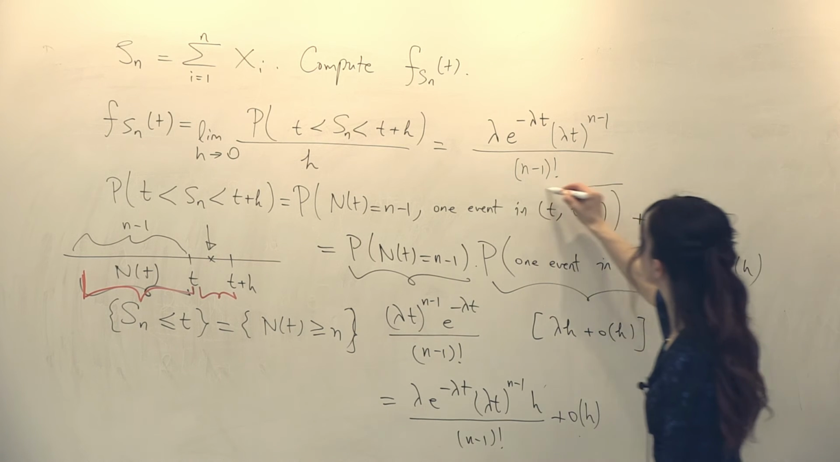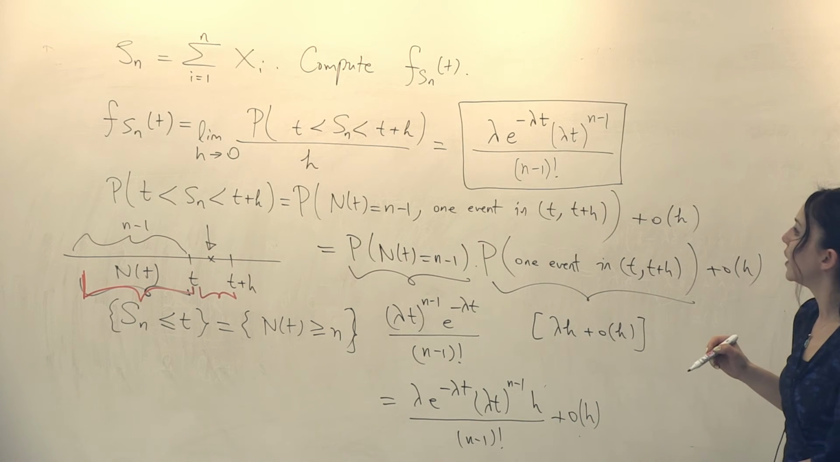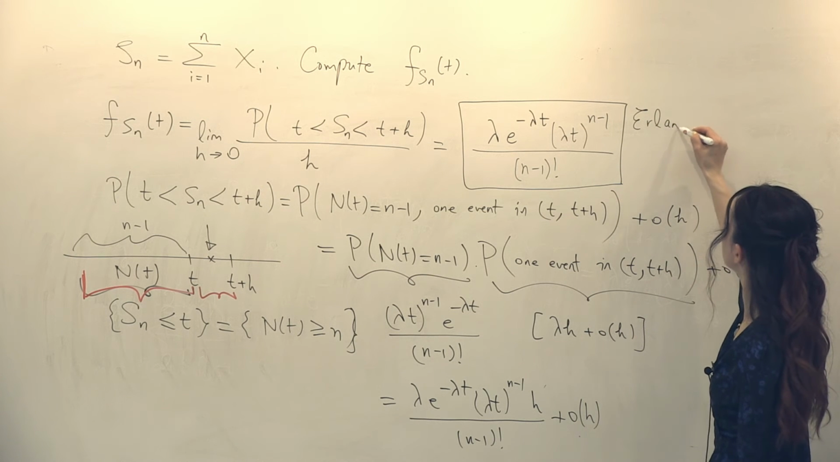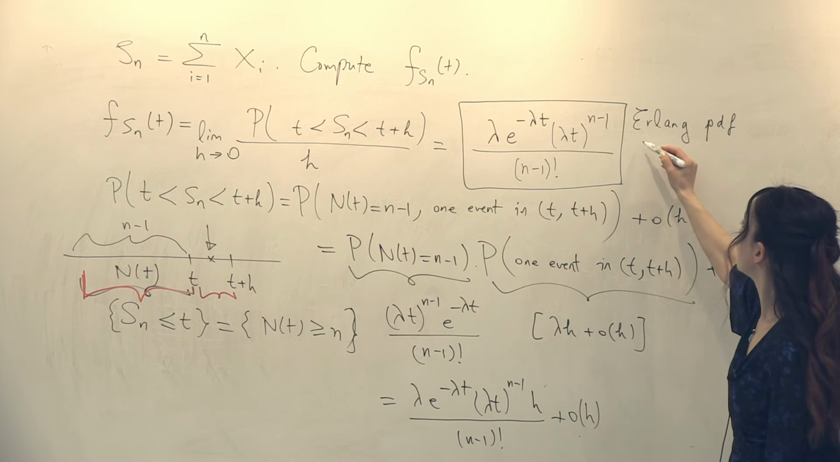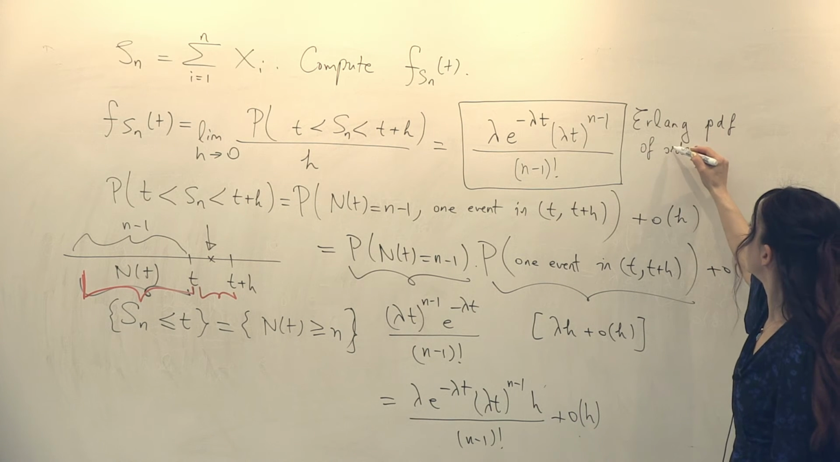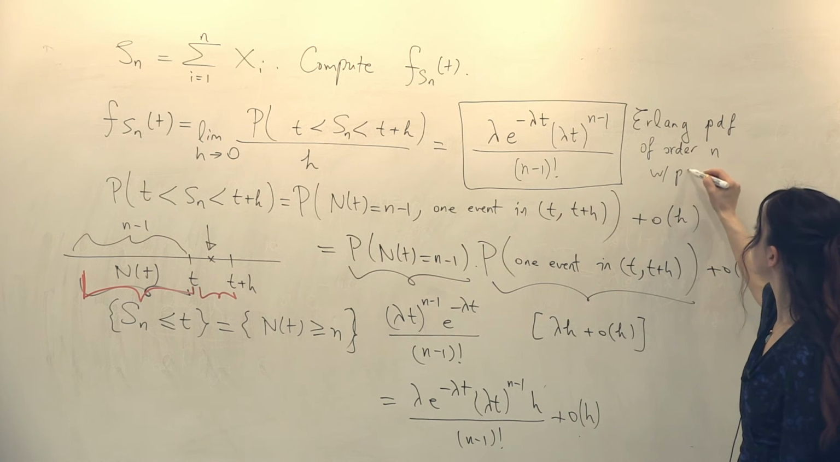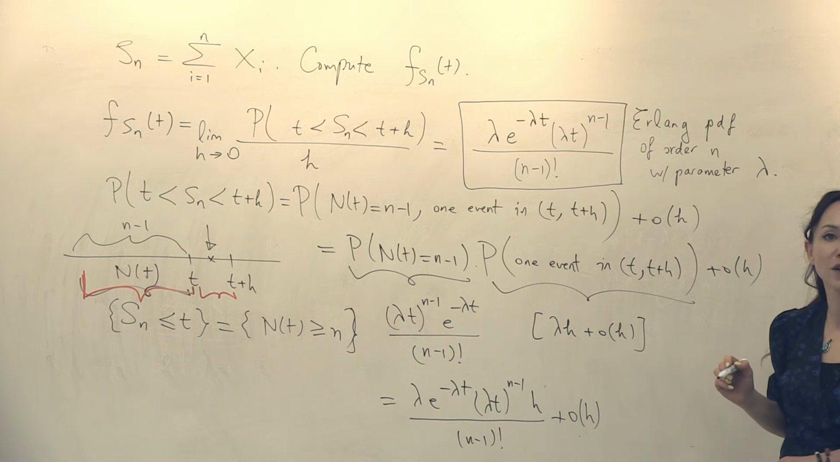And this is known as the Erlang PDF of order n with parameter lambda. Erlang of order n.